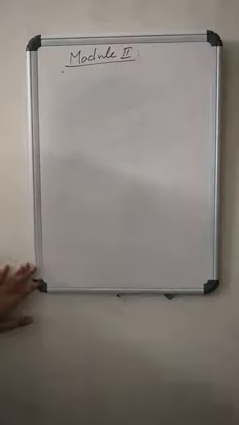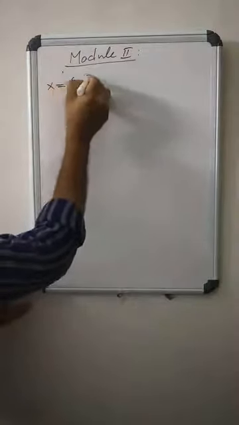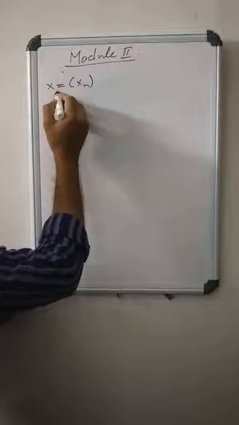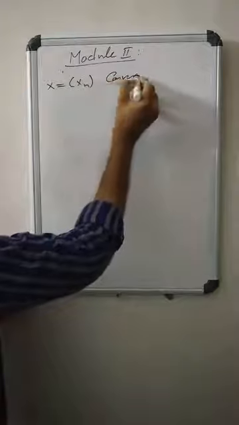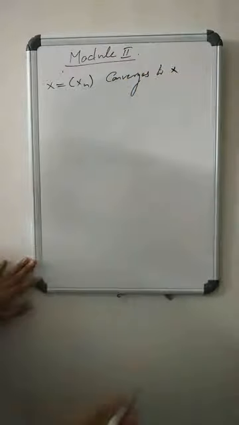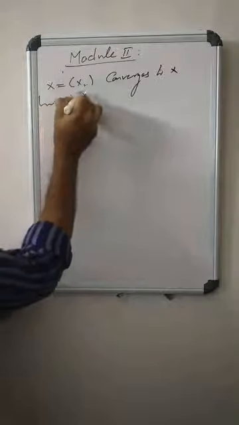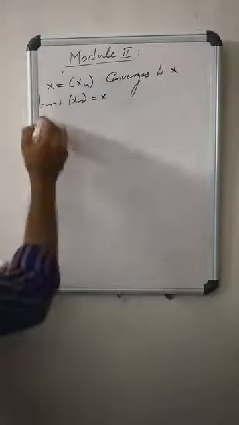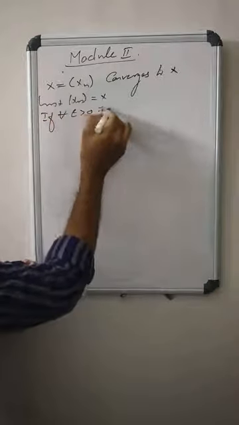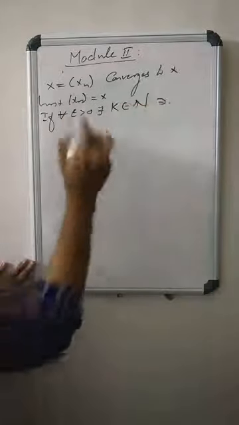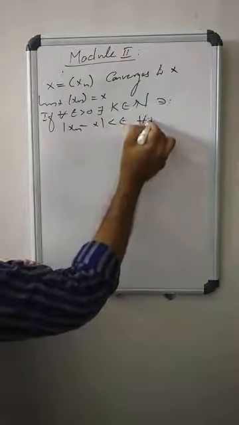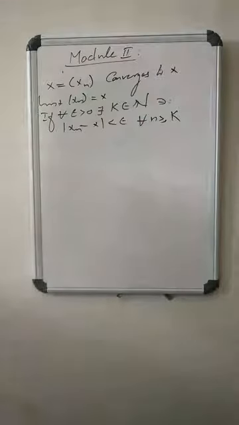Then consider a sequence x equals xn. It is said to converge to x, or the limit of the sequence xn equals x, if for all epsilon positive, there exists a natural number k such that modulus of xn minus x is strictly less than epsilon for all n greater than or equal to k. This is the definition of the convergence of a sequence.